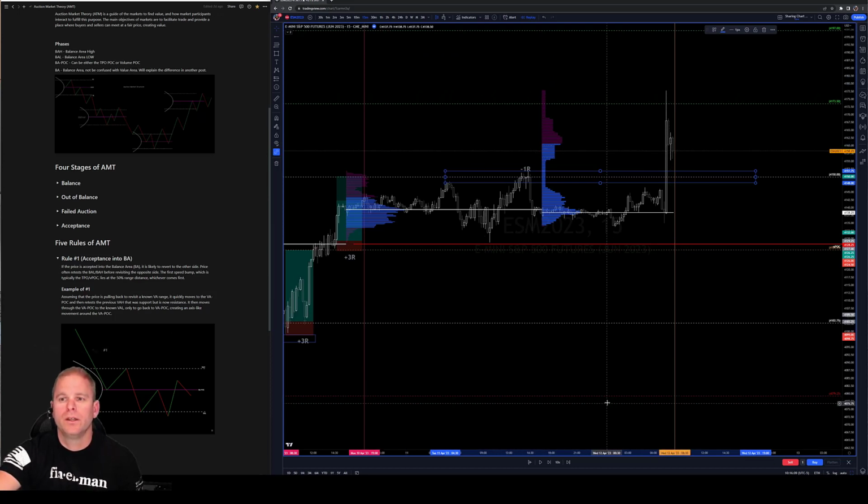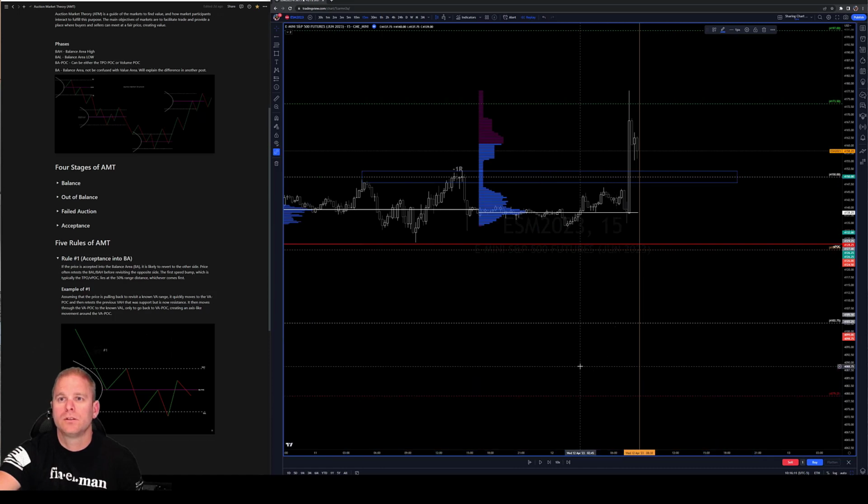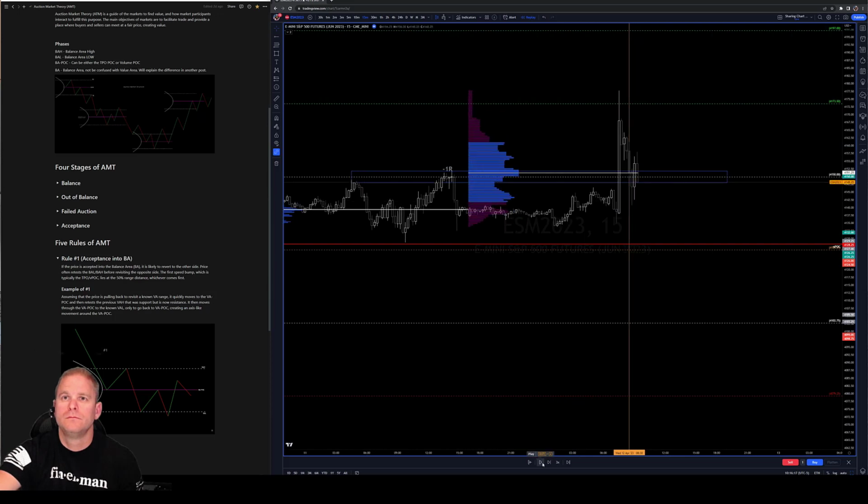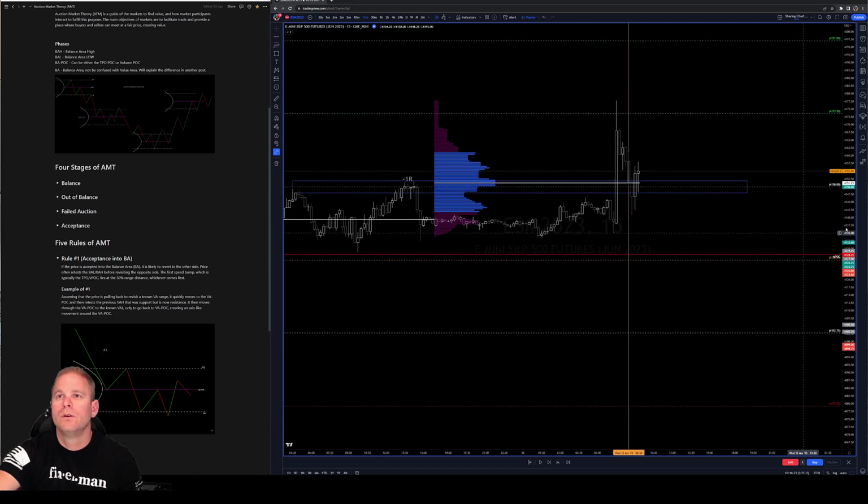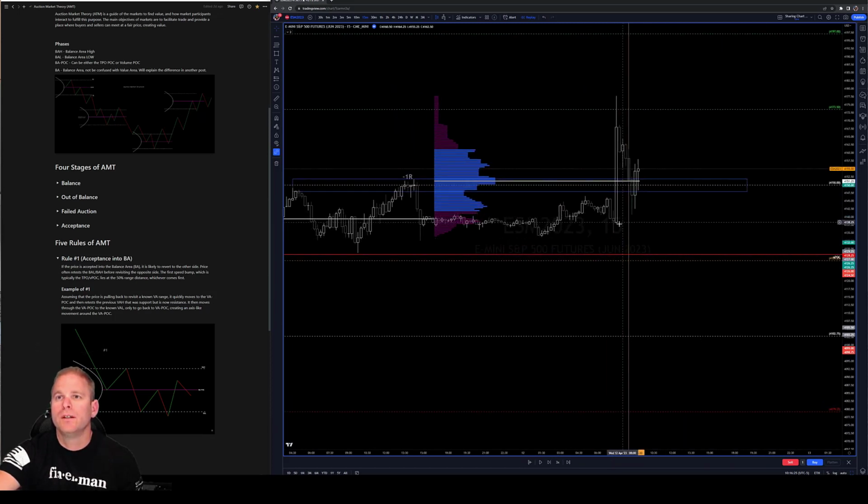So let's push play as we get into RTH. Let's slow this down. Price is currently holding that level right now, and I say it's holding because it did not break this low. It's still holding that support. We are right in the middle of this value area, so that's not the greatest of signs.